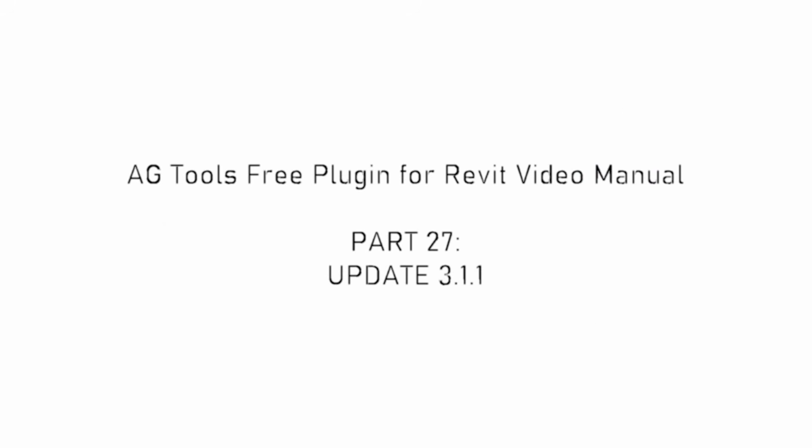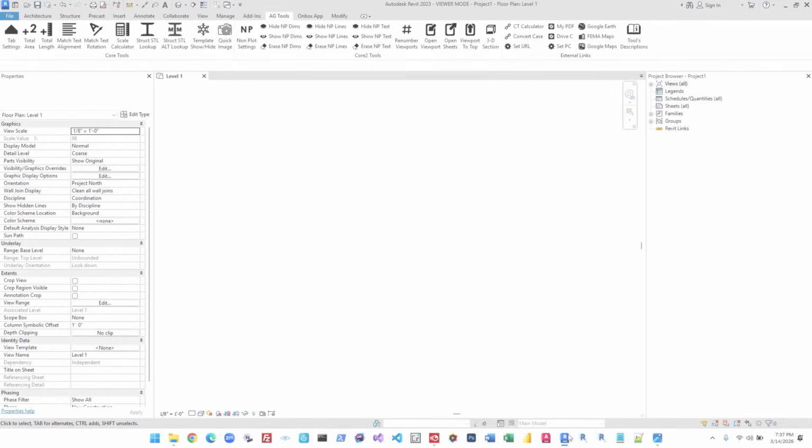AG Tools Update 3.11. Now with this version release, there's 2027 support. So now it supports starting with Revit 2019 all the way to 27. And also under the hood, there's some big changes made of how this was made.